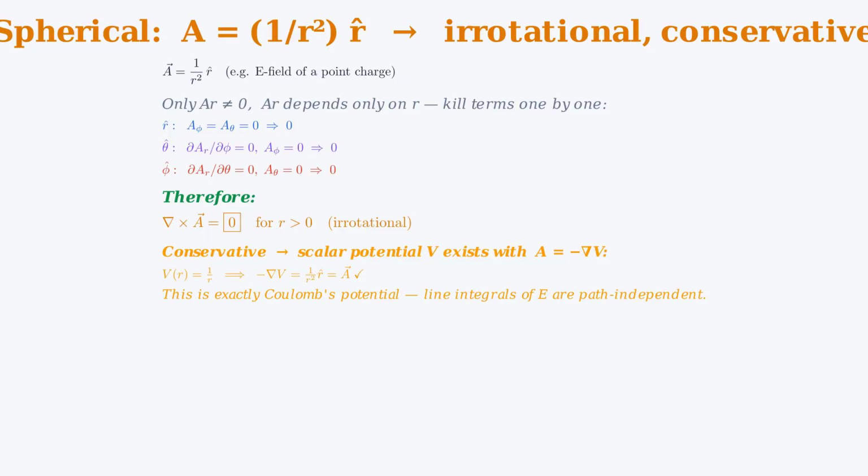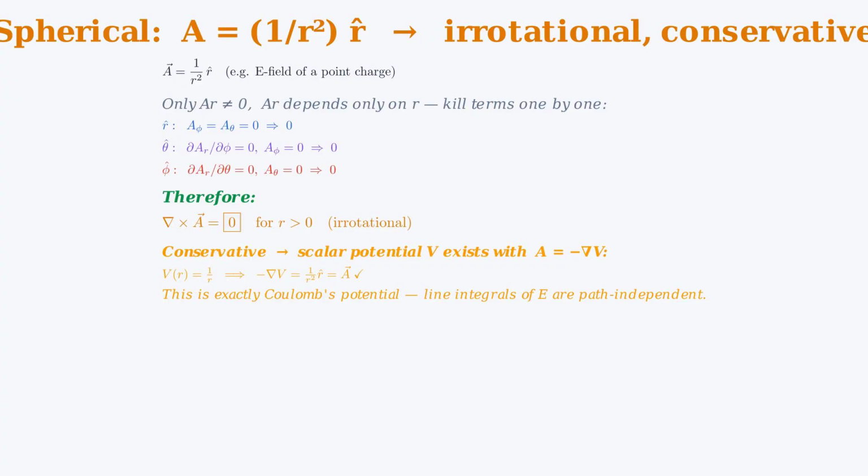depends only on r. Look at the 3 terms one by one. The r hat term involves partial derivatives of A phi and A theta. Both are 0, so the r hat slot is 0. The theta hat term involves partial of A r with respect to phi and partial of r times A phi with respect to r. A r depends only on r, so its phi derivative is 0. A phi is 0. The whole theta hat slot is 0.